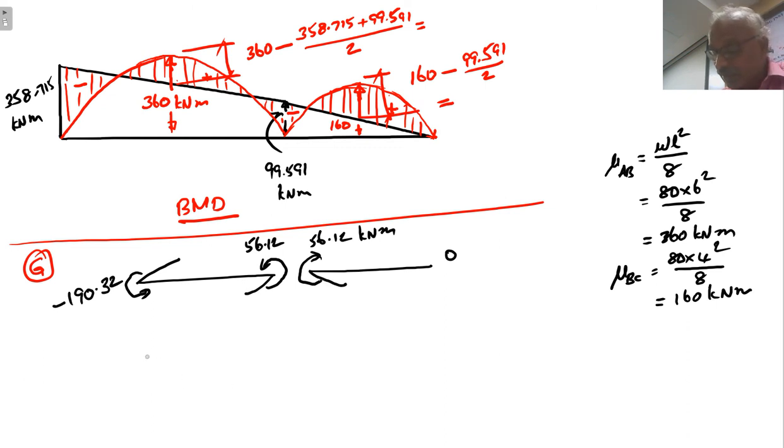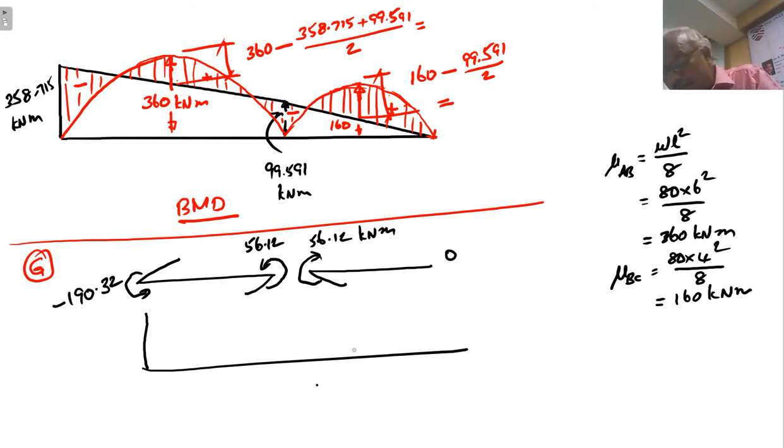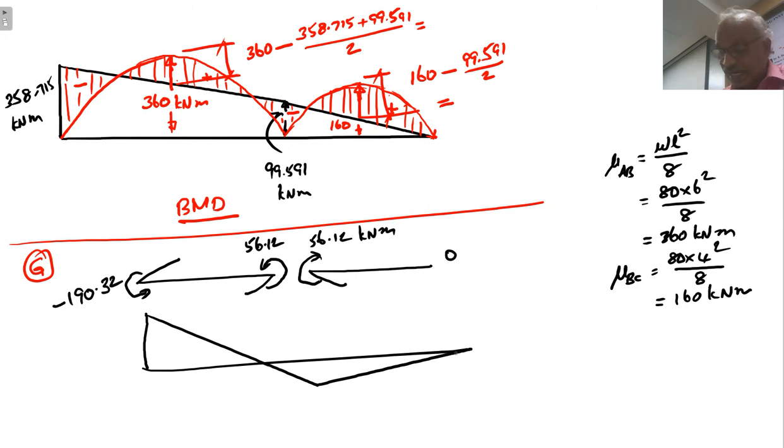Therefore, your bending moment diagram will be, for the support moment here, this will be up. For the support moment here, this will be down. Therefore, this will be the support moment diagram. That is for the solution given in the GATE examination.